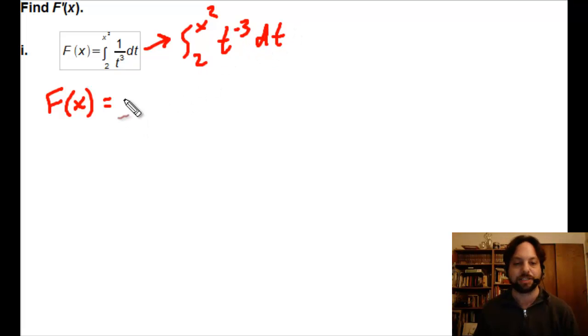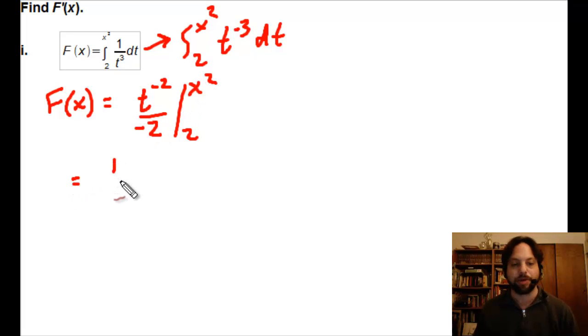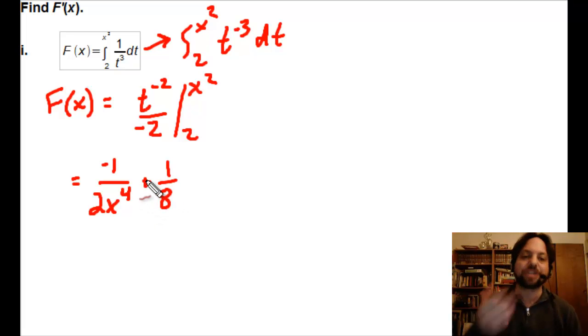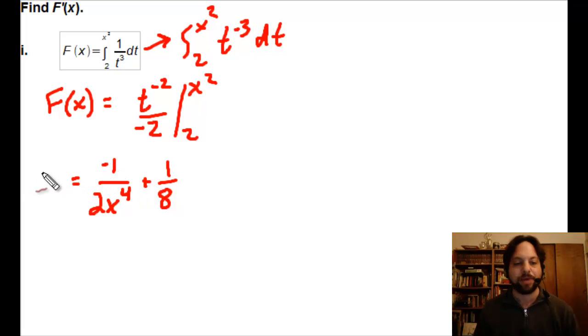That might make it easier to deal with, so that when we integrate this, what we'll actually get is t to the negative second over negative 2. And if we plug in our lower and upper bounds, what we'll finally end up with is negative 1 over 2x to the fourth plus 1/8. Why plus 1/8? Well, it's actually minus negative 1/8, so I just took a shortcut there. Anyway, this is our accumulation function right there.